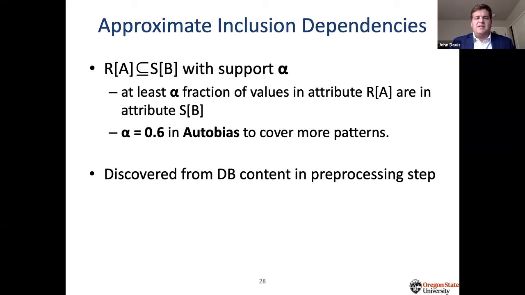The other form of inclusion dependency is approximate. We calculate this by checking what percentage of values in a certain relation's attribute exist in another relation's attributes. If the percentage is set sufficiently high, then we can assume an inclusion dependency. For autobias, we use a standard 60% threshold. This is part of a pre-processing step taken by autobias to ensure that all relevant inclusion dependencies are known.